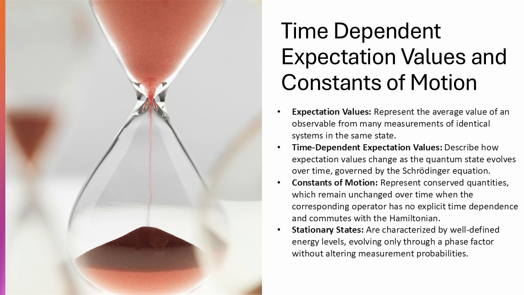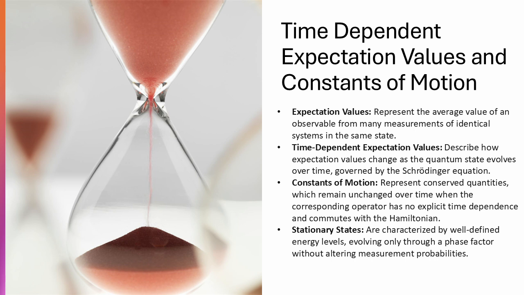Second, the operator needs to play nice with the Hamiltonian. It's a mathematical way of saying that they don't interfere with each other's actions. So they work together in harmony. Precisely. And when these two conditions are met, the expectation value of that quantity remains constant over time. So it's like a North Star in our quantum world, always pointing in the same direction.